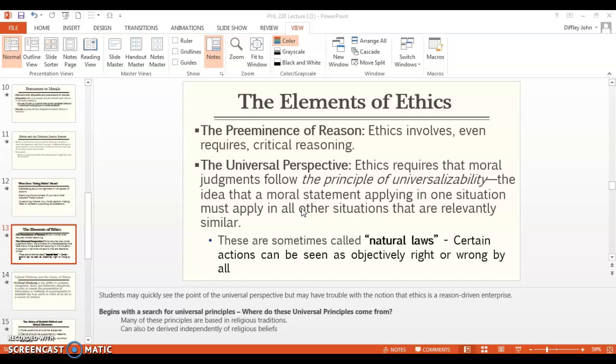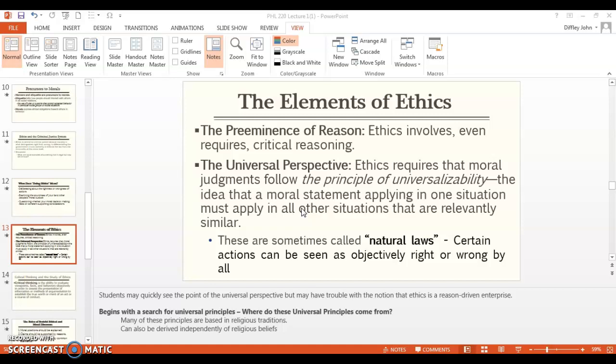So ethics and the moral rules we're trying to find should be able to apply to all sorts of similar situations. We're not looking for a rule that applies in situation A, and situation B is very different, and situation A1. We want it to cover as many things as possible. These are things seen as objectively right or wrong by all. Again, these are often things like murder, stealing, that sort of thing.